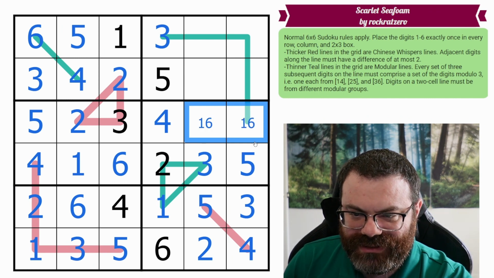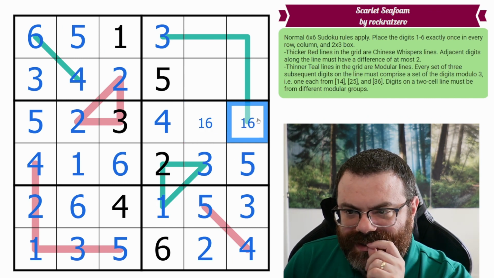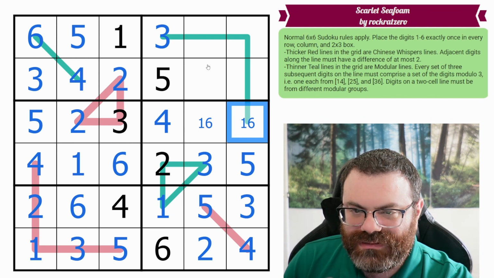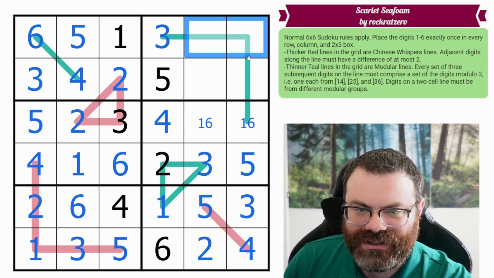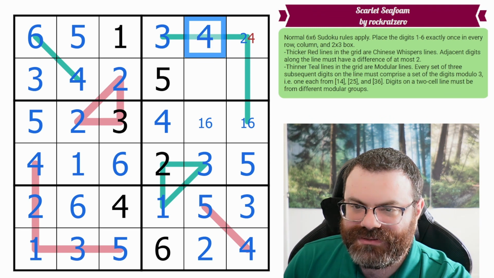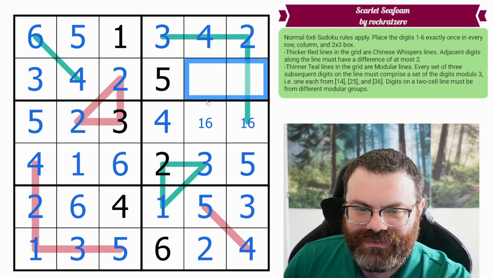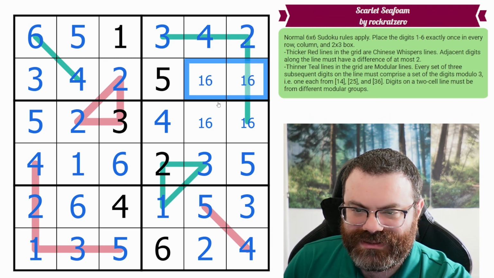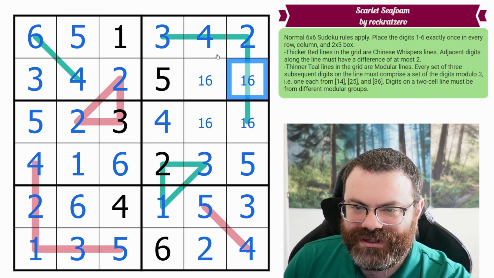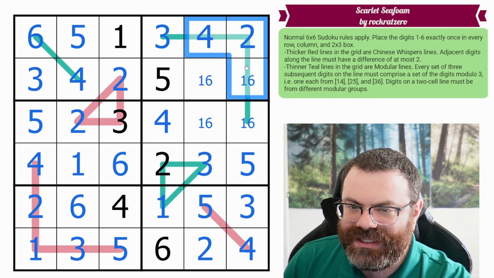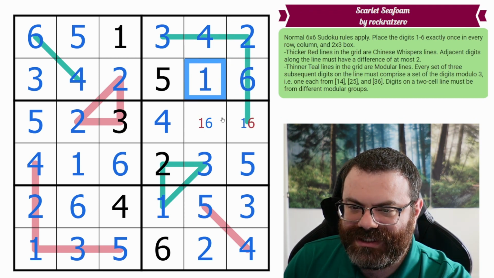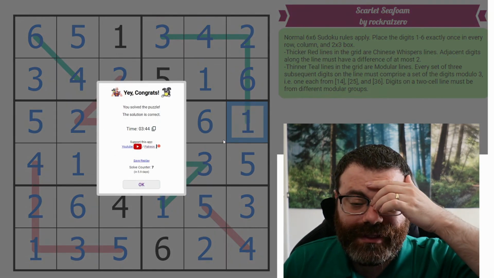1 and 6 go here. Okay, so let's actually just fill what these possibilities are. 2 and 4. Okay, these are just done. And then here we need 1 and 6. Okay, so we got to use the modularity here. So this group of 3 has 4 and 2 already. So this can't be a 1, or it would repeat the 1, 4 group. So this is the 6, and then we are done.